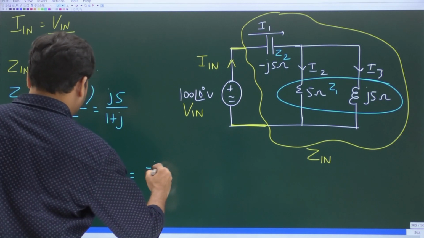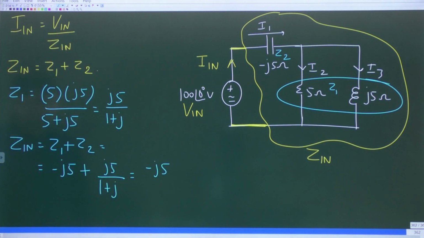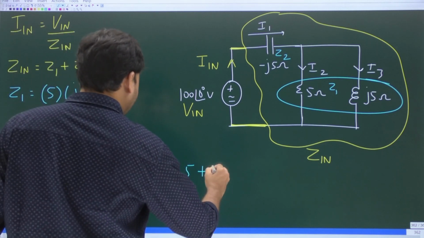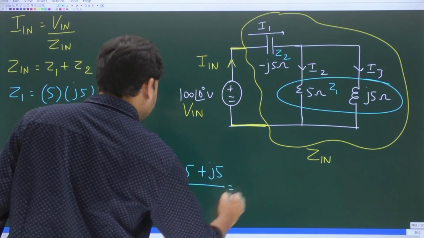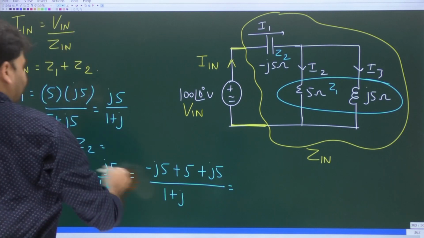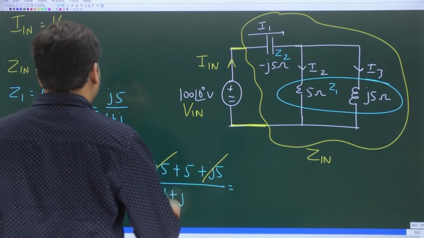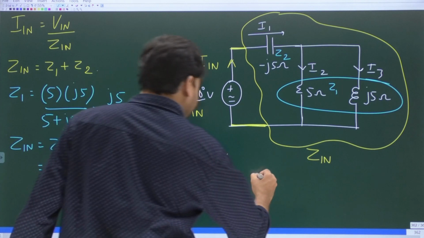first it will be minus J5 times J, what is minus J square? J square is what? Minus 1. Minus J square is what? Plus 1. So plus 5. Again plus J5 divided by 1 plus J. You see this minus J5 and plus J5 will get cancelled out. What is left in the numerator? Only 5. And 5 divided by 1 plus J.